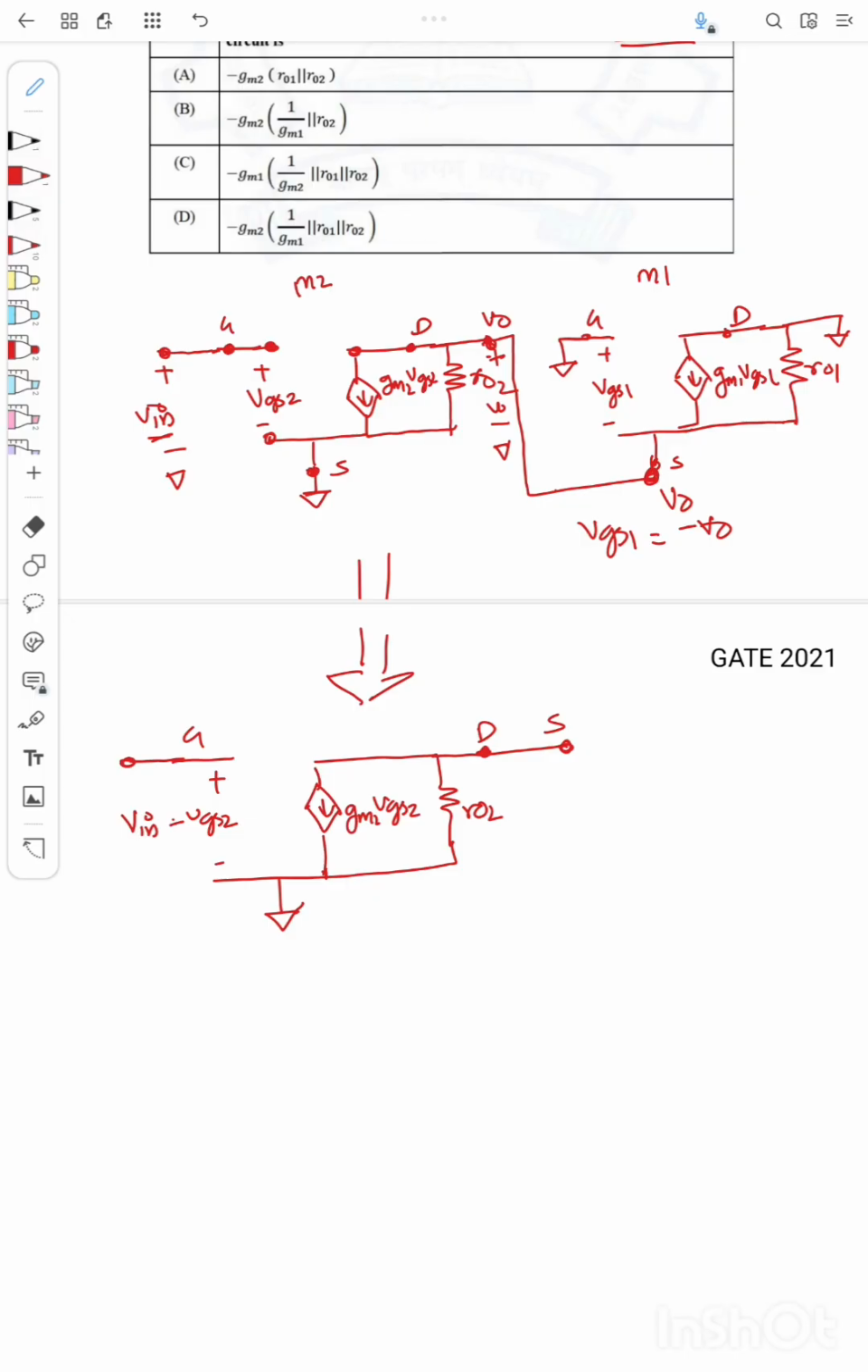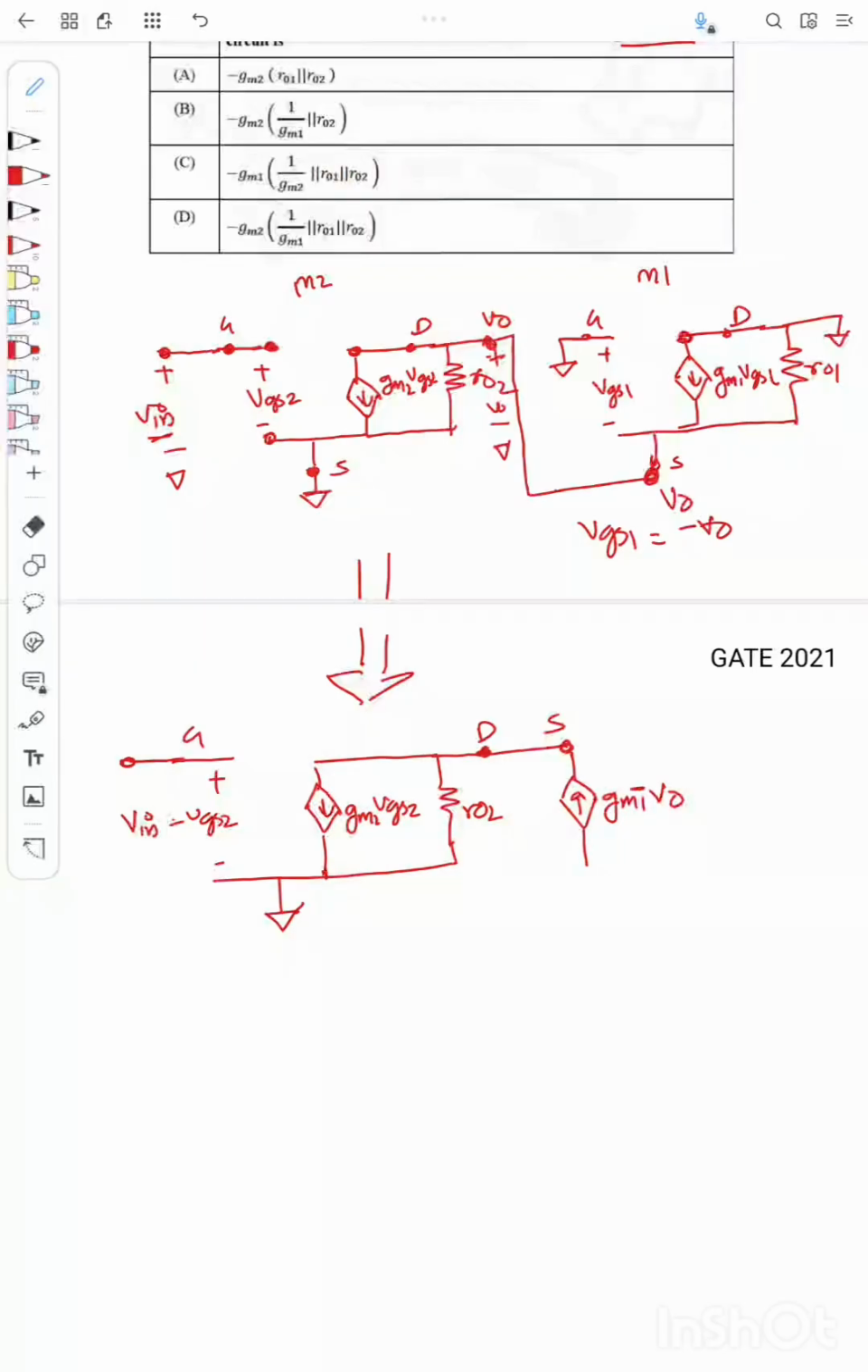From there I have the current source gm1 VGS1, so it is like this, correct? gm1 VGS1, because this current is flowing towards the source as per the circuit. And I will just replace VGS1 with minus V0, so it will be gm1 times minus of minus V0.